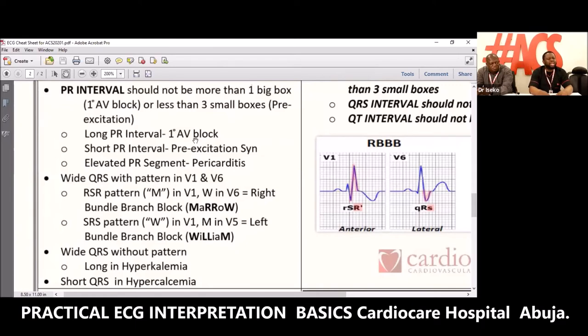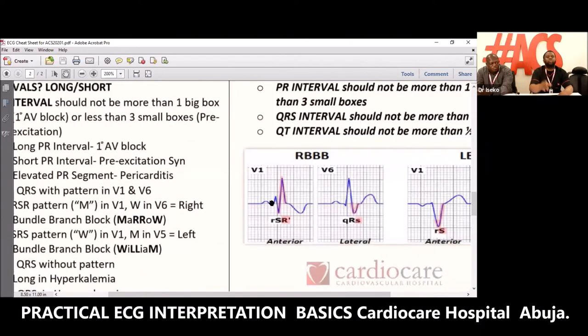If it is longer than that, look for these patterns that can tell you whether it's a right bundle branch block or a left bundle branch block. In the right bundle branch block, the mnemonic is called MaRRoW. For those of you trying to go abroad, you will see this in your exam there: right bundle branch block or left bundle branch block. MaRRoW: M in lead V1 and W in V6. M, right bundle branch; W, MaRRoW.